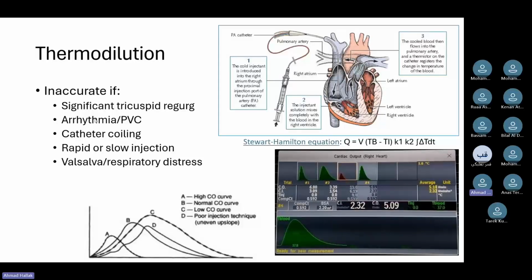The same thing with arrhythmia or PVC. If you have one or two bad beats in a row, PACs or PVCs or even AFib, thermodilution loses its accuracy because you have times where your heart rate is faster, your heart rate is slower, and you have to average over all of that. Catheter coiling, or if someone is breathing very heavily because you're making very high changes in the pulmonary pressures.